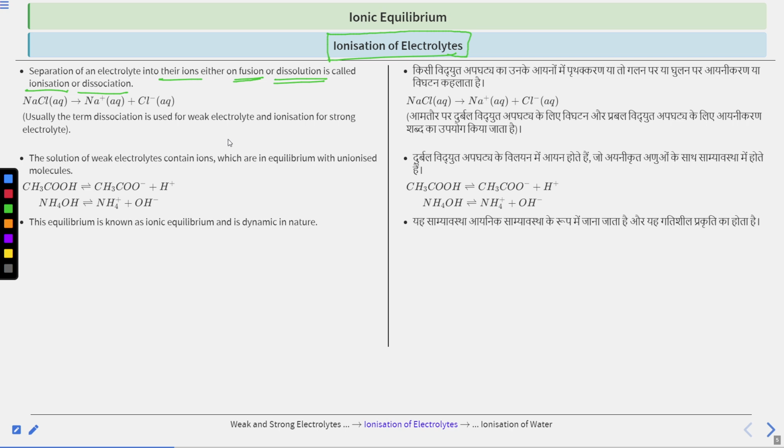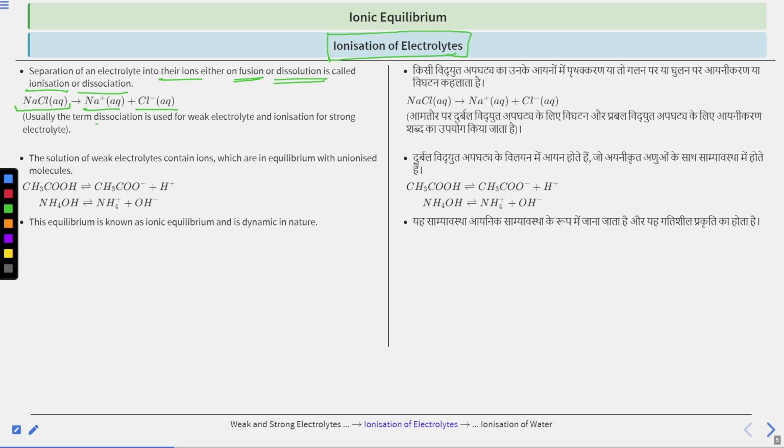So separation of an electrolyte into ions is known as ionization or dissociation, depending upon the nature, whether the electrolyte is in the fusion process or the dissolution. For example, NaCl in aqueous solution gives us Na positive and Cl negative ions. So this is a dissociation reaction.